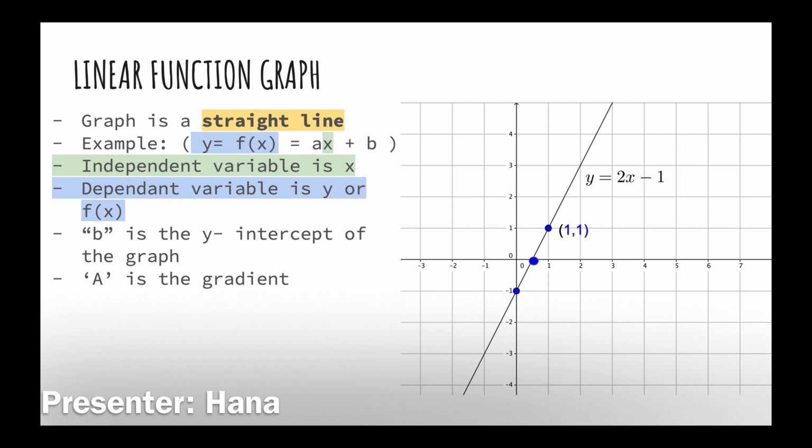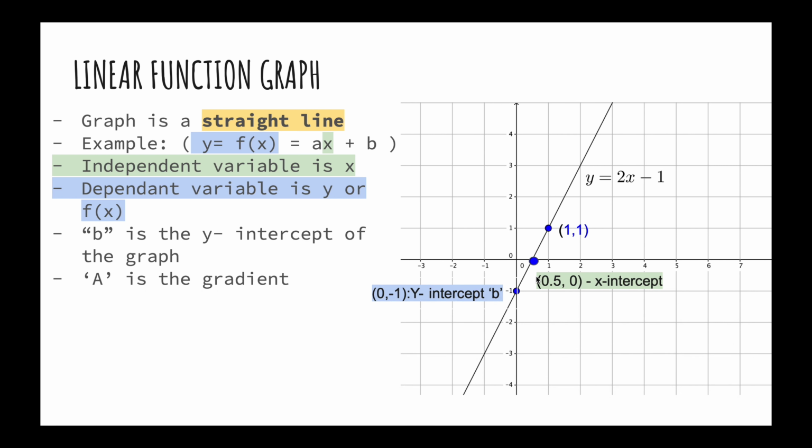B, which is the y-intercept, is the point where the graph line, this one, touches the vertical axis or y-axis. Over here we can see it's -1, so the point is (0, -1). That's the value of B. So the equation we have here as an example of a linear function graph equation is y equals 2x minus 1. So as we've seen, -1 is the b value, the y-intercept, and 2 is the gradient, which is the measure of how steep it is. And here is the x-intercept, where the graph line touches the x-axis.